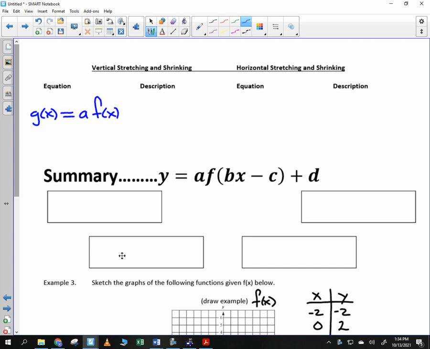Today we're going to talk about what happens when you apply a multiplier. So suppose we take a multiplier like a and put it on the outside of the function. Will that affect it vertically or horizontally? Vertically. And in fact, what this will do is we'll call vertical stretch by a factor of a.